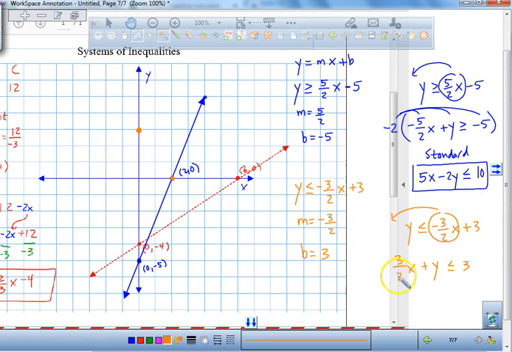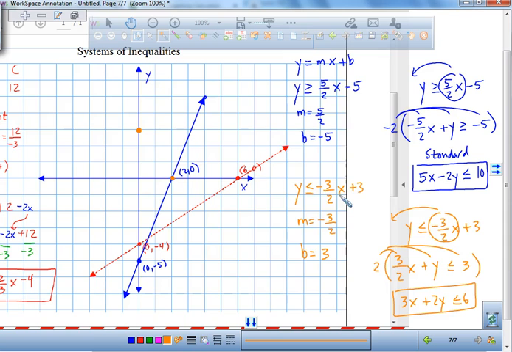Now, are we allowed to have fractions in standard form? The correct answer is no, not allowed to have fractions. So how do I get rid of a denominator of 2? I just multiply everything by 2. All right, so I distribute and distribute and distribute. These 2's cancel out. You're left with 3y. 3 times 2 is 6. Boom, you're done. So what does this represent? This represents standard form for this guy.